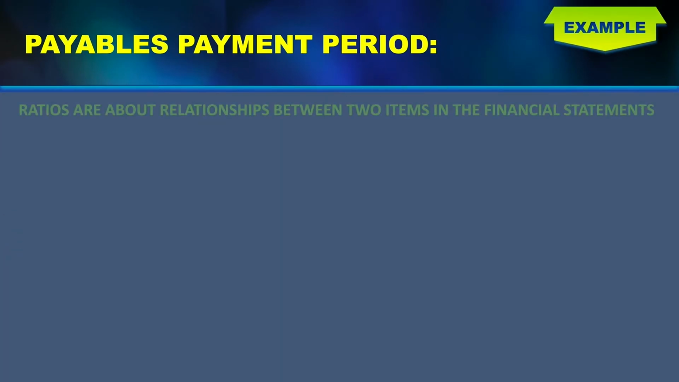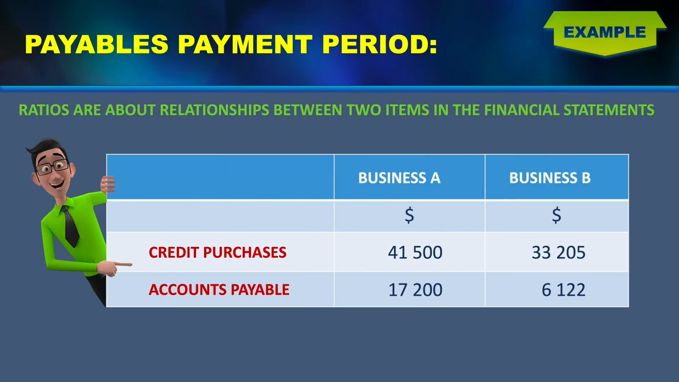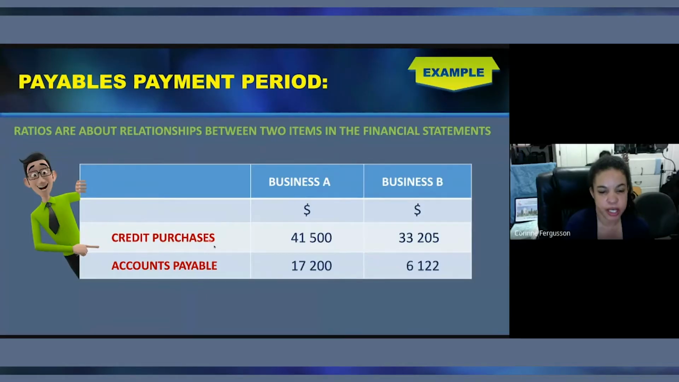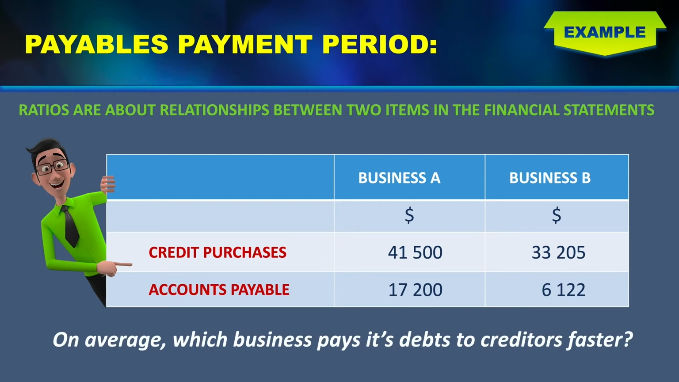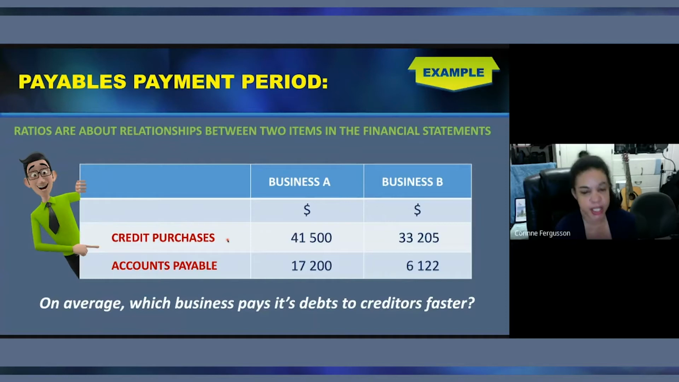So let's go to an example. We have the same businesses, business A and business B, but we have two different items because we are looking at the relationship for the payables payment period. So the relationship is between your payables and your credit purchases. And you're going to calculate, on average, which business actually pays its debts faster.